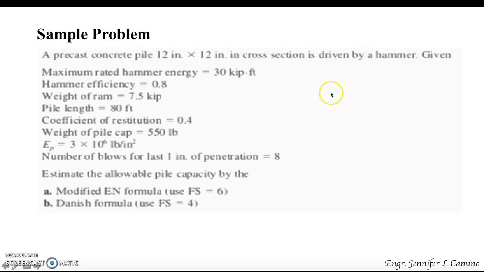Okay, let's have a sample problem. A precast concrete pile, 12 inches by 12 inches in cross-section, is driven by a hammer, given with this value for our parameters. So we try to estimate the allowable pile capacity of the pile by the modified Engineering News formula. We use a factor of safety equal to 6. In the Danish formula, we use a factor of safety equal to 4.